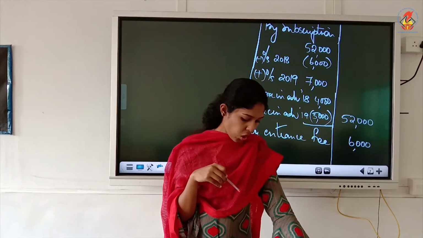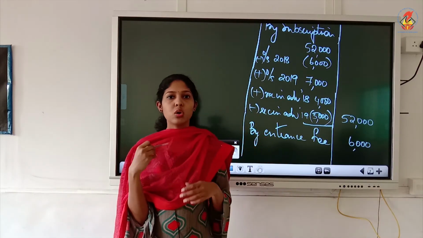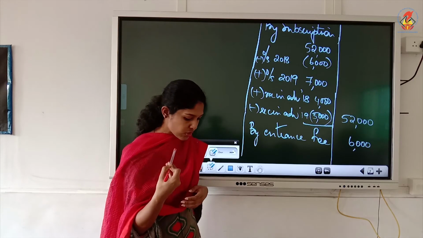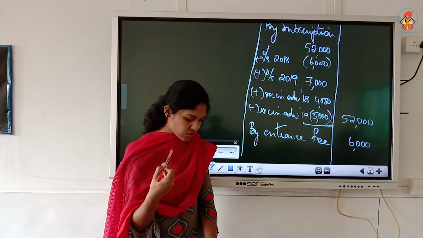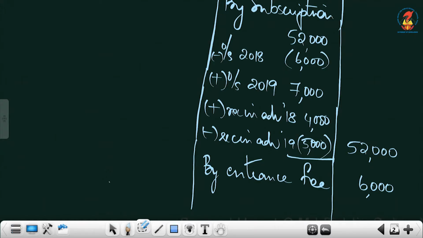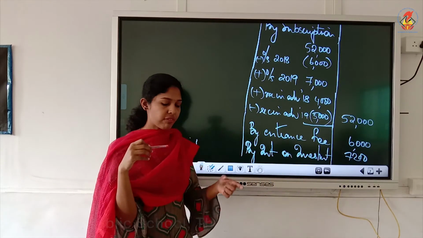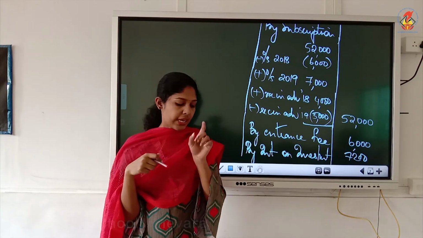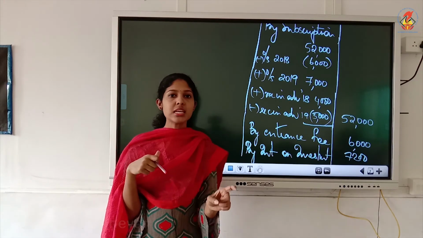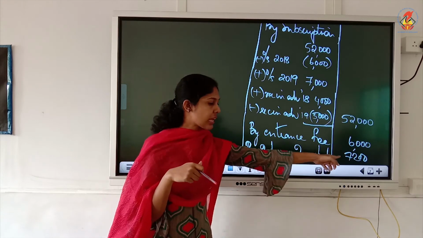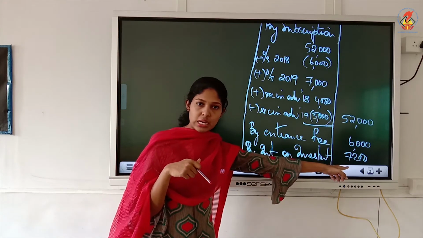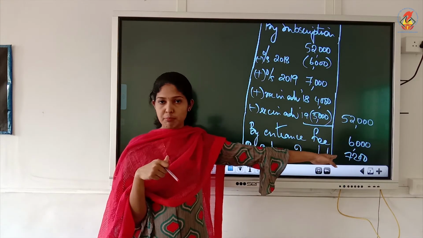Then interest on investment 7,200. Okay, interest is also recurring in nature, so that we can write it here. Interest on investment 7,200. Don't go and calculate 7% on it. They have written specifically this is the interest on investment. So interest amount is directly given, 7,200. Again, don't go and compute 10%.